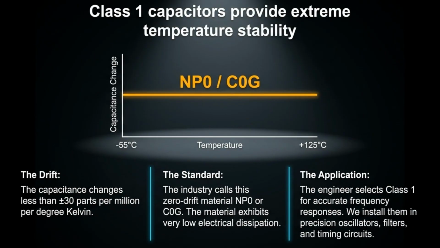Class 1 capacitors, like NP0 or C0G, provide extreme temperature stability. Their capacitance changes less than plus or minus 30 parts per million per degree Kelvin. Engineers select Class 1 for accurate frequency responses in precision oscillators, filters, and timing circuits.